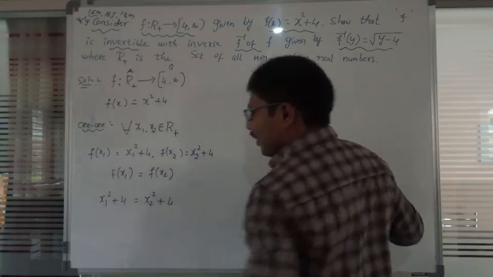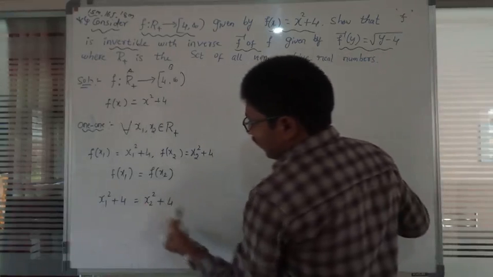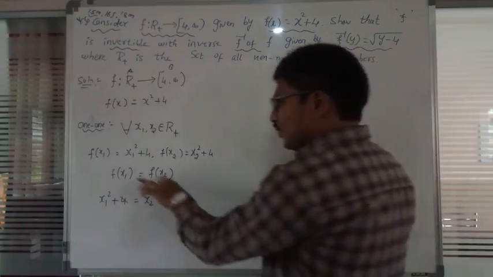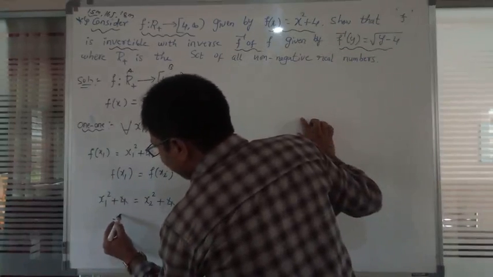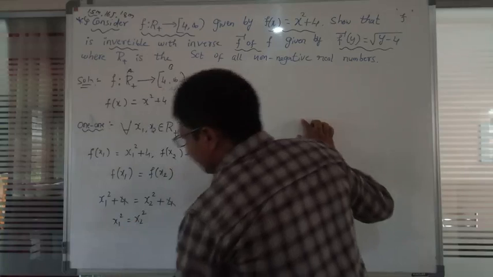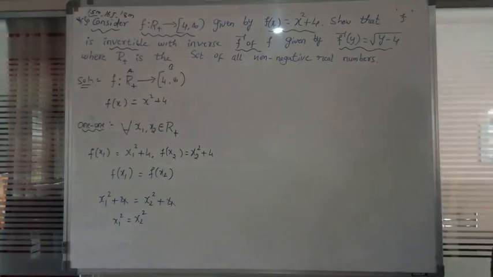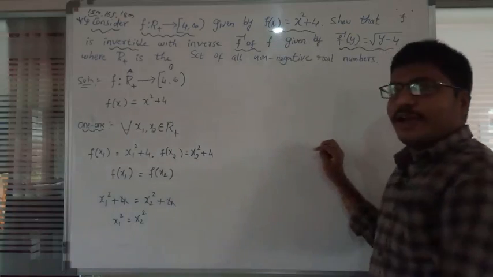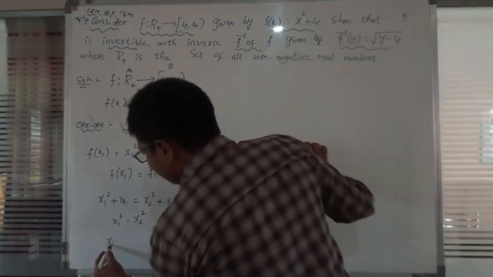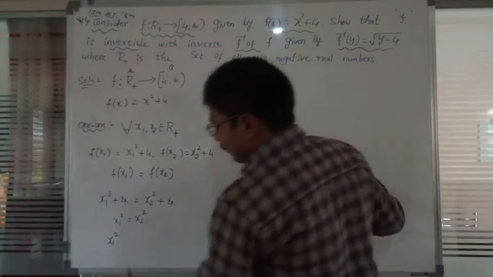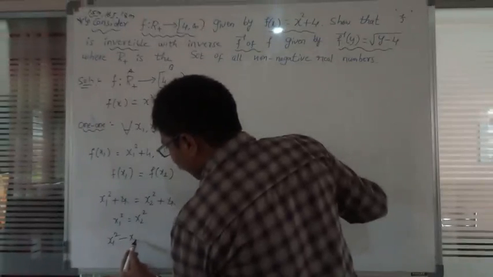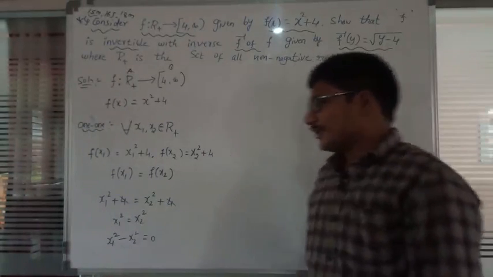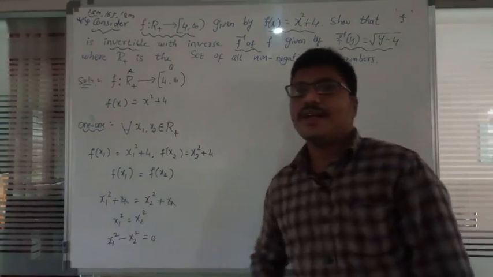If this 4 is shifted to the LHS side, what happens? Minus 4, this is plus 4 and minus 4 is cancelled. When x2 square is shifted, what's remaining? x1 square is equal to x2 square is remaining. We need x1 is equal to x2 only, we don't require the square. So x2 square is shifted to the LHS. x1 square is already there. This x2 square is shifted to the LHS side. What happens? x1 square minus x2 square is equal to 0. If this is shifted to the LHS side, what's remaining in the RHS side? Only 0 remains.